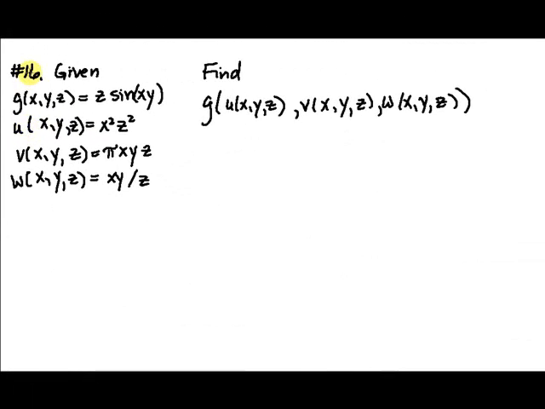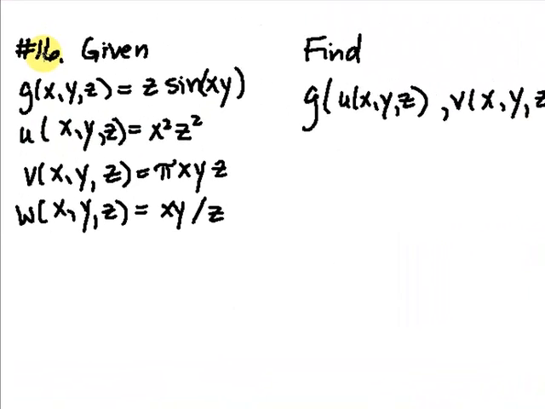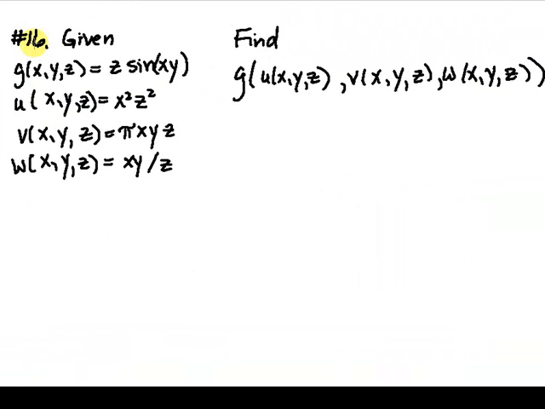Next, we're going to look at problem number 16 at the end of section 14.1. In this, we're given 4 functions. Each of them is a 3-variable function, and we're asked to find a composition. And so we just want to go over the notation. It works exactly the same way as it did with single variable functions.